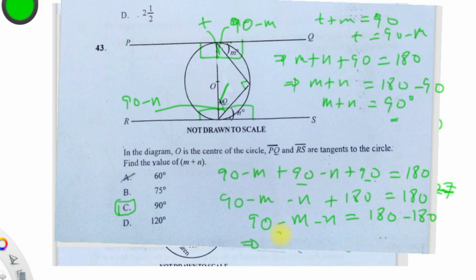So we send the M and N to the other side. So we have 90. It implies that 90 is equal to M plus N. Have you seen? Then we can turn it and say that hence M plus N is equal to 90 degrees. Have you seen? So this is an alternative way.